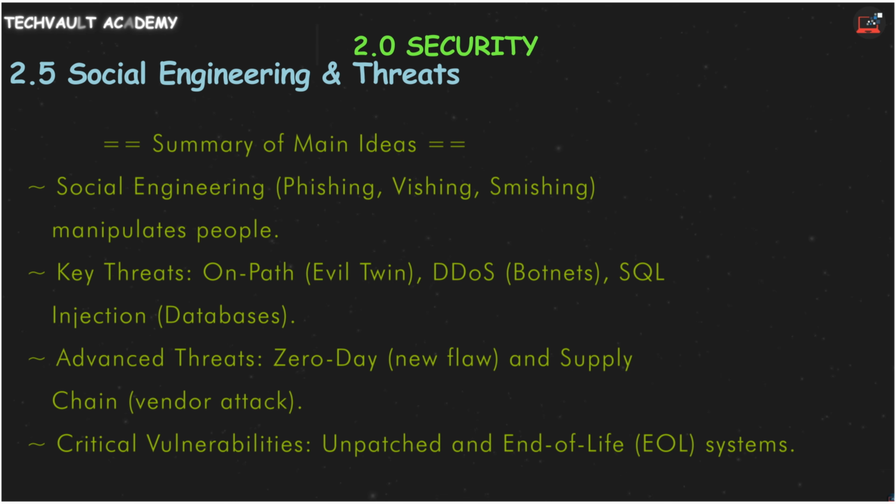Web application attacks like SQL injection and cross-site scripting exploit a failure to validate user input. A zero-day is an attack on a brand new, unpatched vulnerability. A supply chain attack compromises a trusted third-party vendor. Vulnerabilities are weaknesses. The most critical are unpatched systems and systems that are end-of-life, EOL.